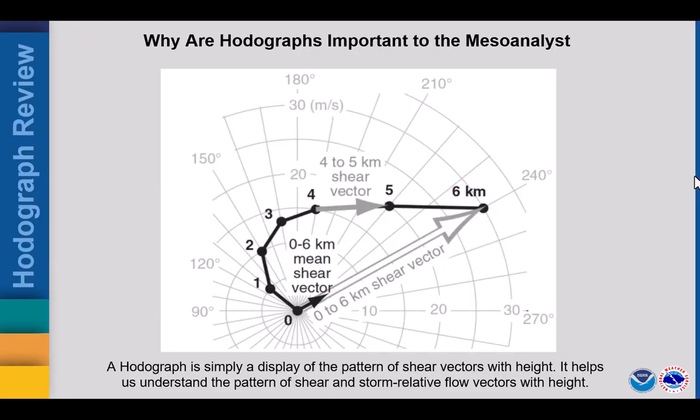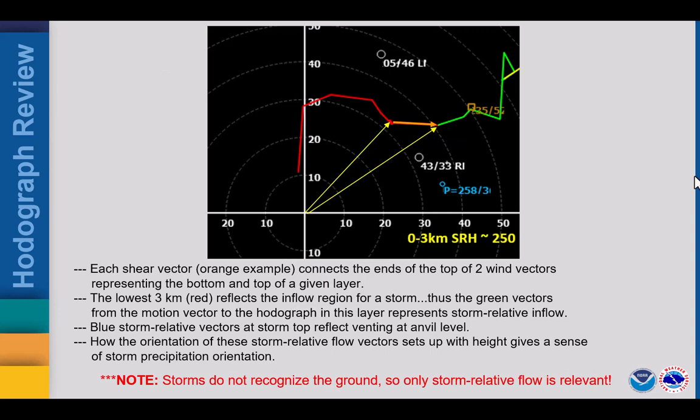So hodographs are a very important tool for the mesoanalyst for understanding how shear is changing in time and space. It helps us understand not only the pattern of shear, but also the pattern of storm relative flow with height. So each shear vector, such as in the orange example, basically connects the ends of the tops of two wind vectors, representing the bottom and top of a given layer.